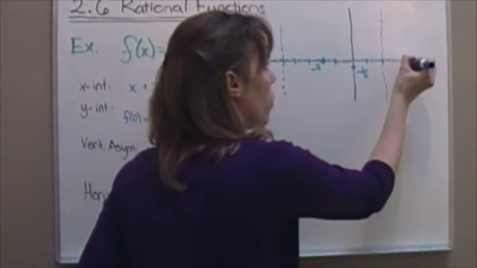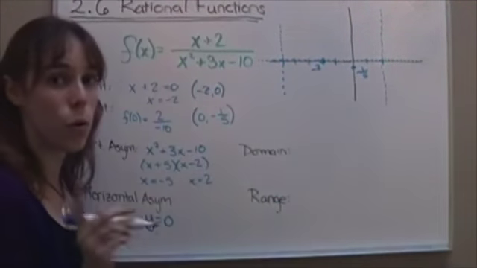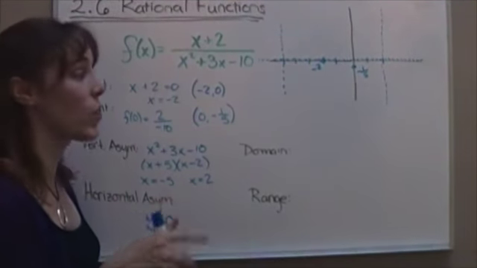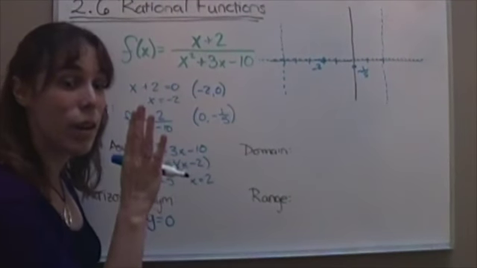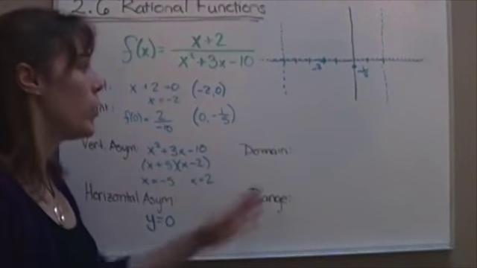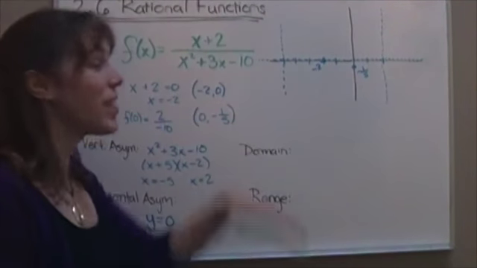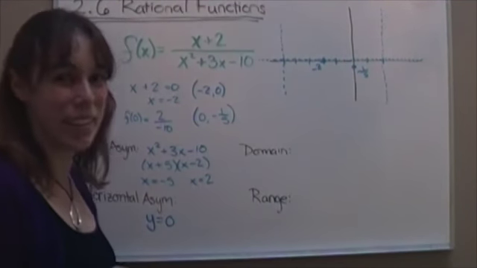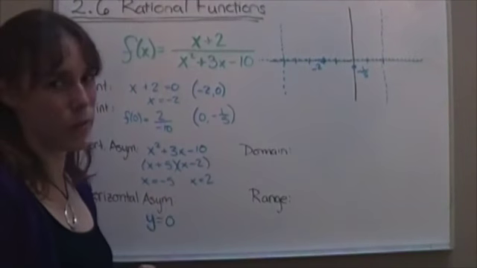Now remember, you can cross a horizontal asymptote, but your graph can't ever cross a vertical one. The horizontal asymptotes are only talking about the end behavior. So in the middle of the graph, you can cross it as many times as you want. Alright? It's not the same with vertical.